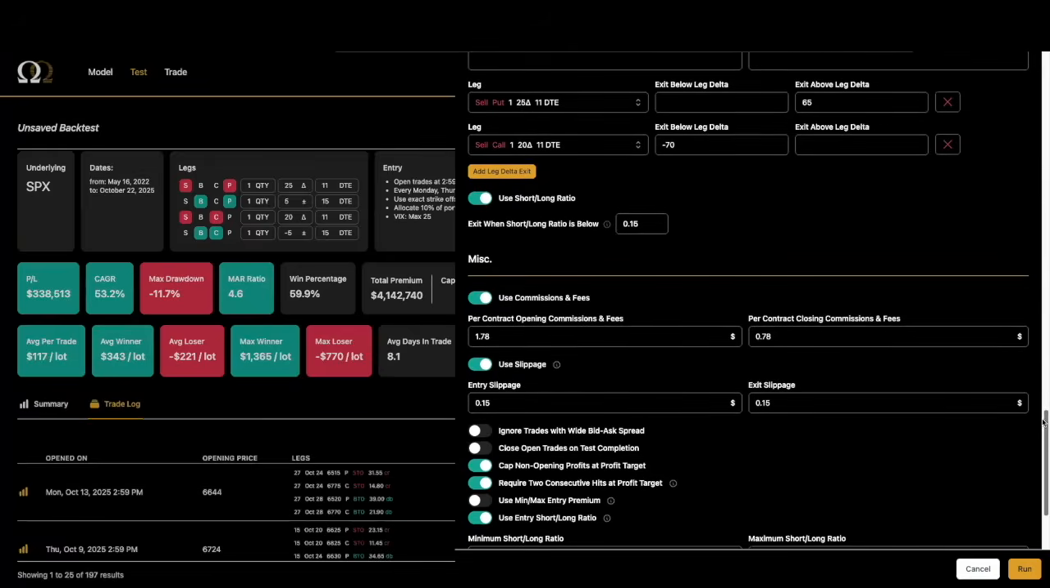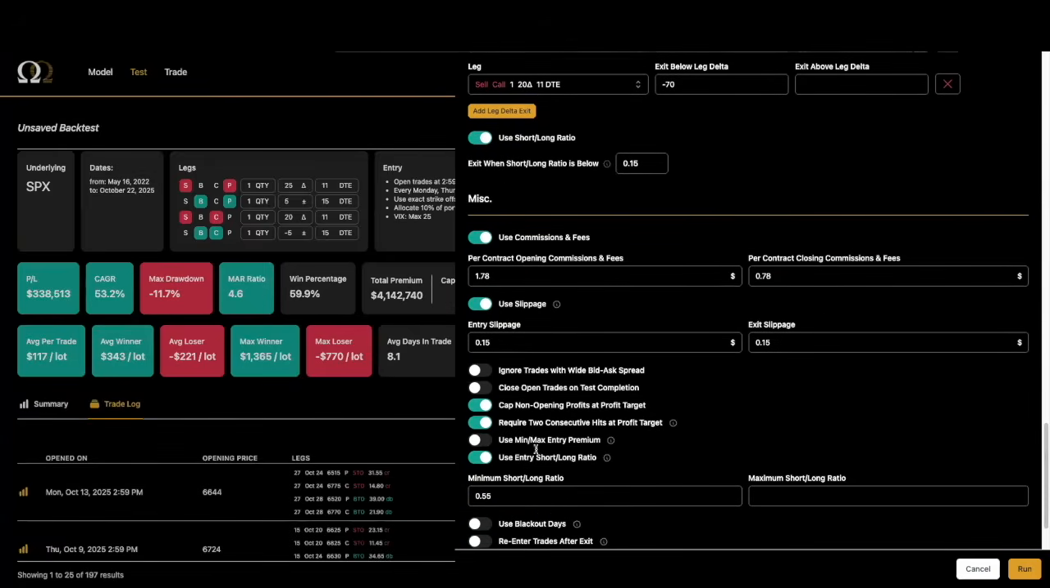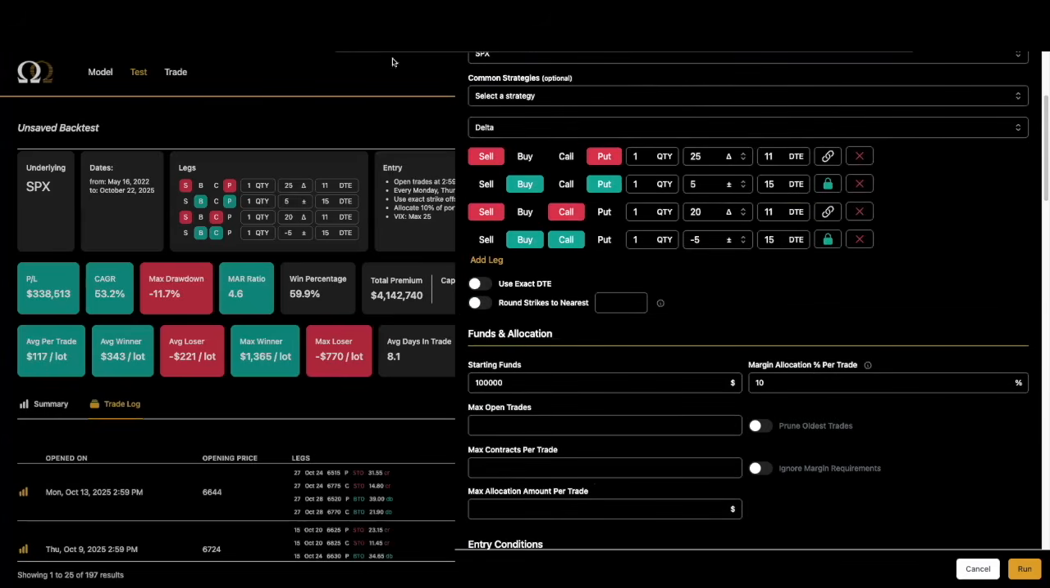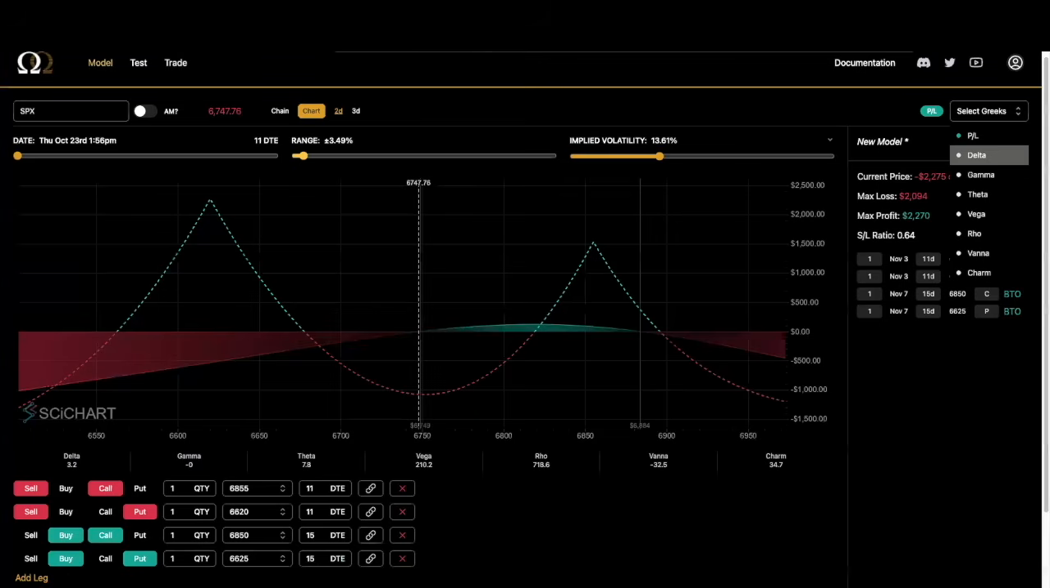Here's some commissions, slippage, require 2 consecutive hits at profit target. You want realistic back testing. And you want a minimum short long ratio to enter of 0.55. You want some juice, and if that gets too low, get me out. So that's the back test. All right, looks like it's working. Back test is fine. Now we go to the modeling.